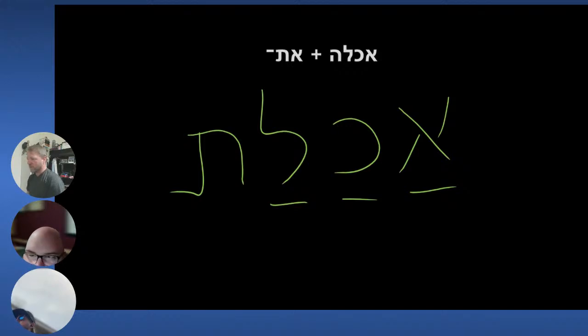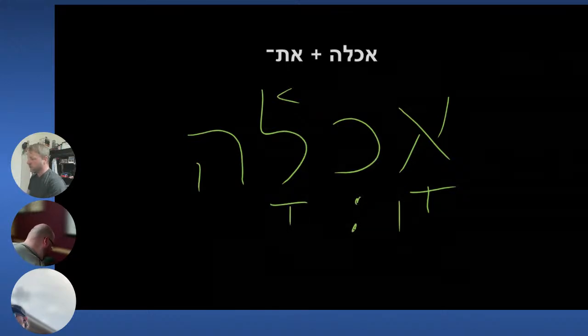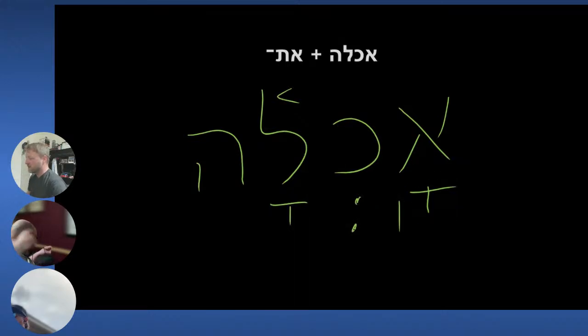Achalat. But a couple of things happened. Number one is that the taf at the end of words became unpronounced. Achalat became achala. So the taf turned into a hey, which is what we normally see. Then the word stress again shifted to the end of the word. It did this for the feminine singular in the third person and for the common plural of the third person. So achlu. Achala became achla. We lengthened the vowels to kamatz, but it's still the same.